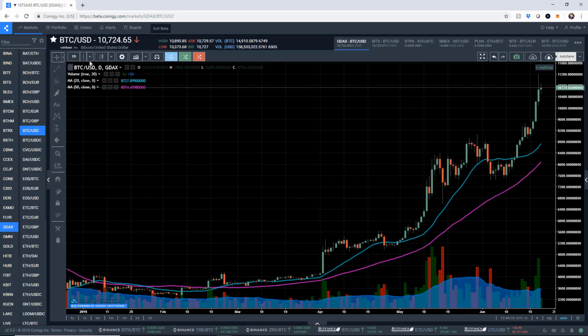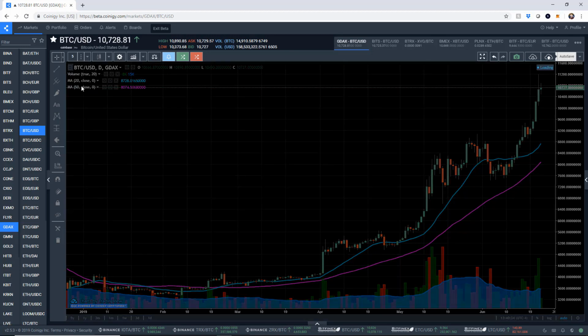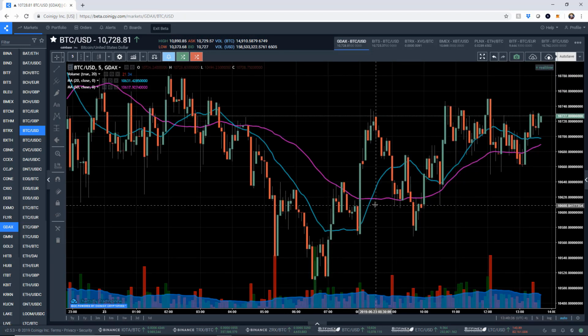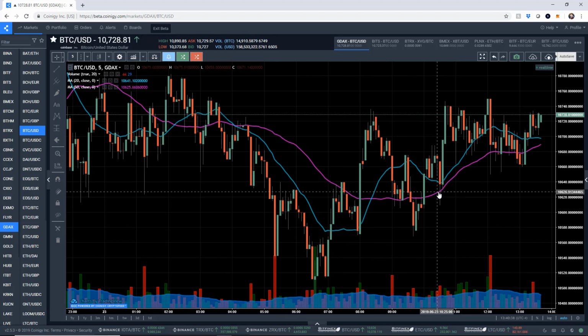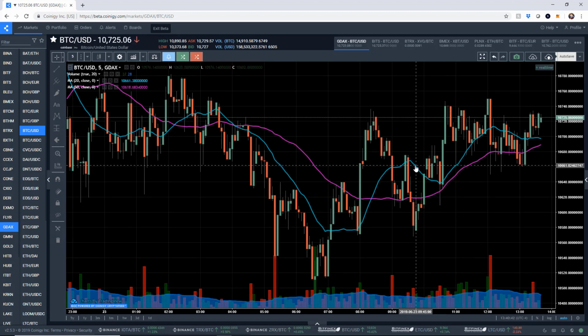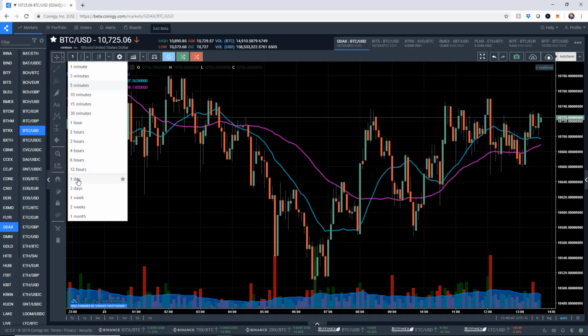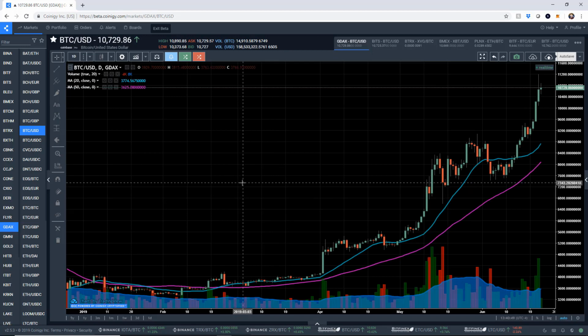If you change the time frame here to, let's say, 5 minutes, the moving averages that you drew will change along with it. This is the 50-period moving average, which is 50 times 5 minutes, or the 20-period moving average, 20 times 5 minutes. But let's go back to the 1 day so I can show you how I use these.